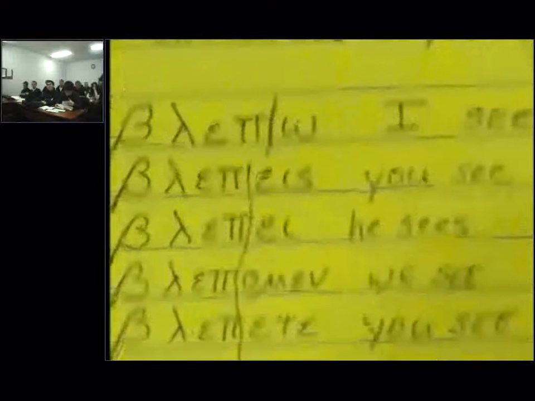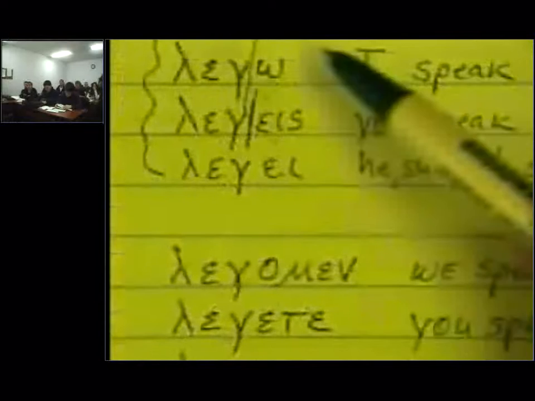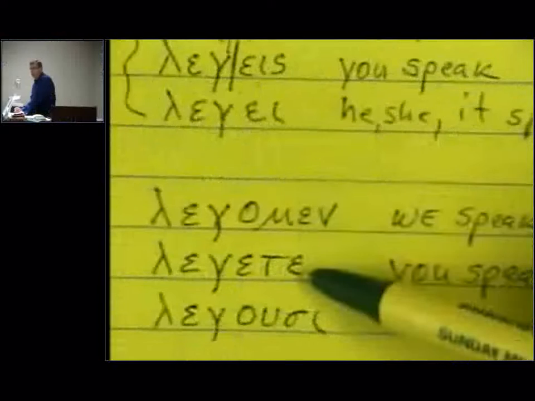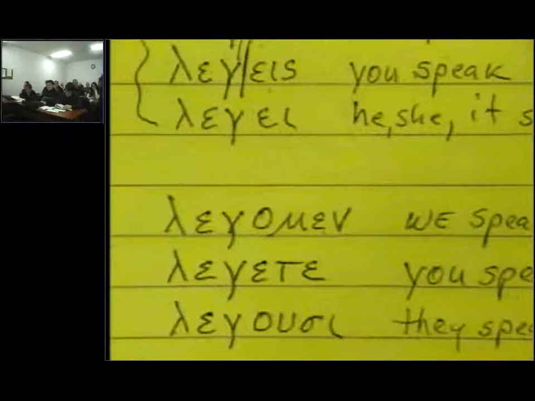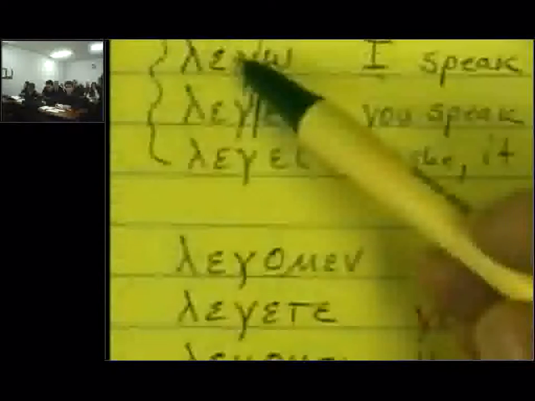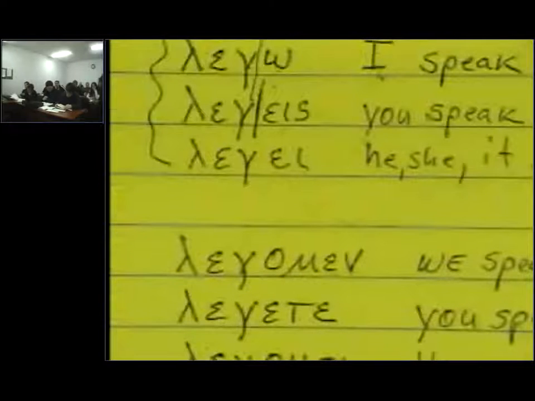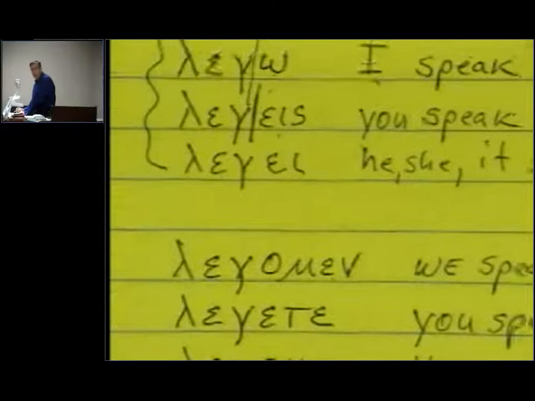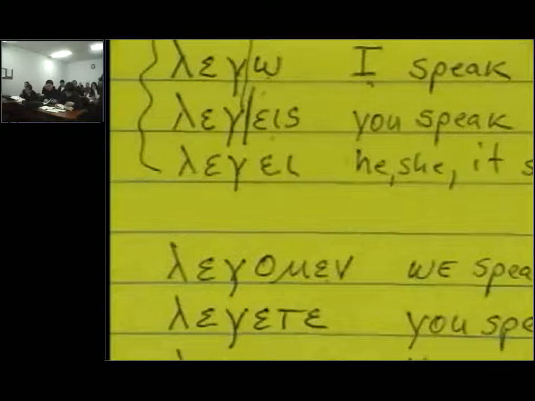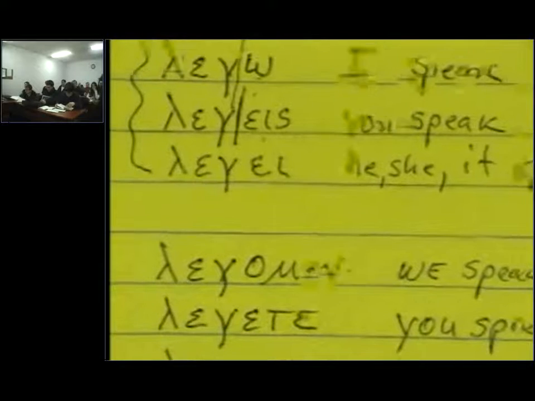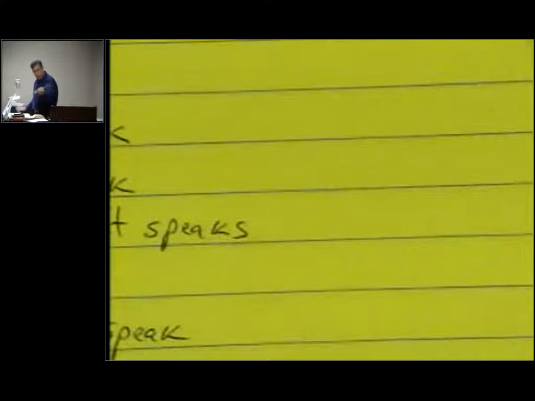Notice that those are the same endings we had up here. See, o, eis, ei, omen, ete, ousi. Same endings. The verb stems are different because they're different verbs. So you change the ending to change the person of the verb. Now let's write several verbs down here.